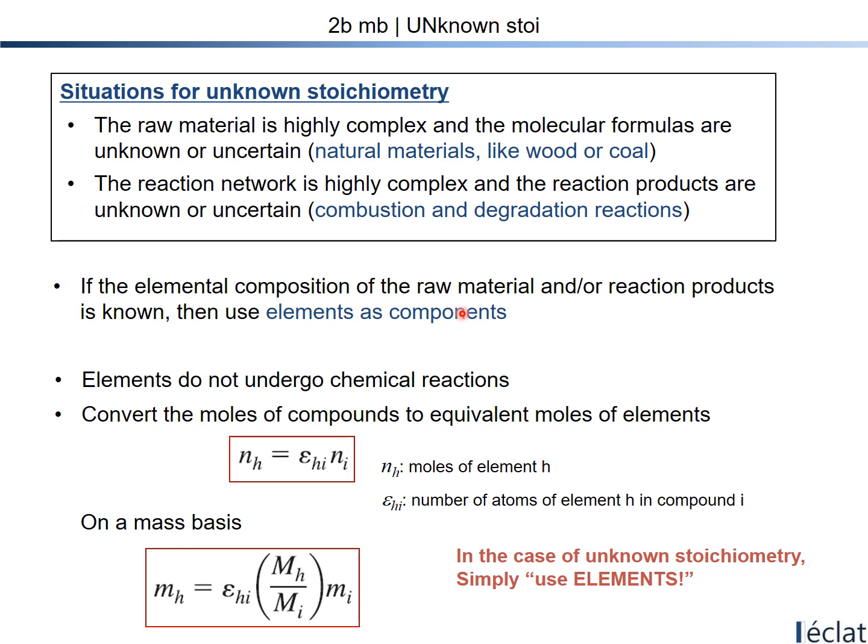I'd like to emphasize this final sentence. In the case of unknown stoichiometry, simply use elements. And one more thing, elements do not undergo chemical reactions. You cannot make, for example, nitrogen. You cannot consume the carbon as atoms. It is not the compounds, it is elements.